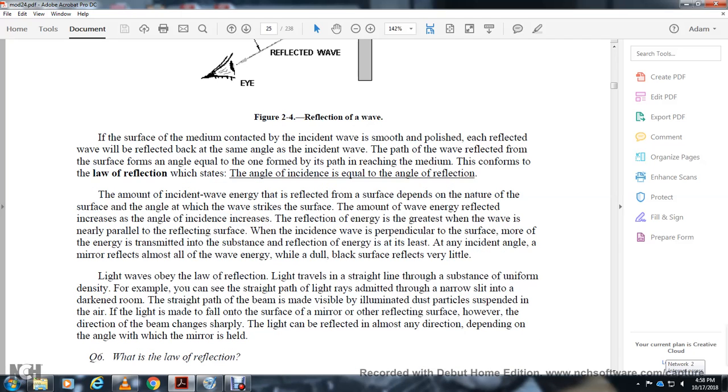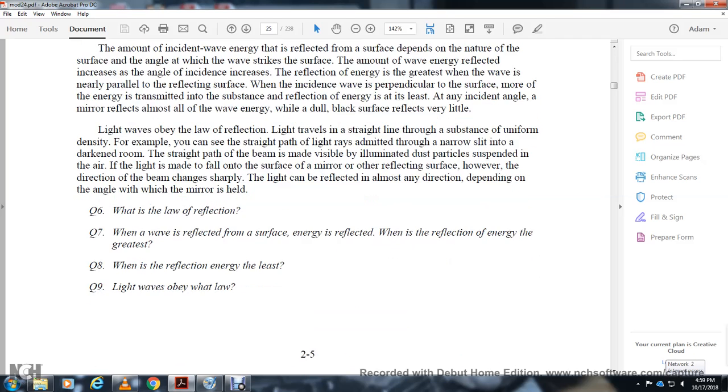Light waves obey the law of reflection. Light travels in a straight line in a substance of uniform density. For example, you can see the straight path of light rays emitted through a narrow slit into a darkened room. The straight path of the beam is made visible by illuminated dust particles suspended in the air. Light can be made to strike the surface of a mirror or other reflecting surface. The direction of the beam then changes sharply, and the light can be reflected in almost any direction, depending on the angle at which the mirror is held.